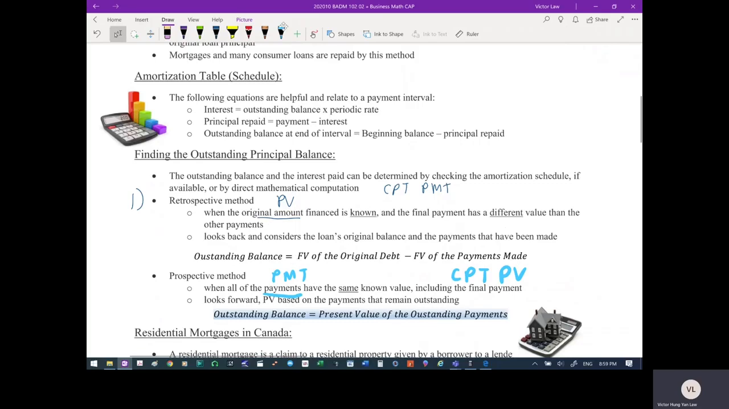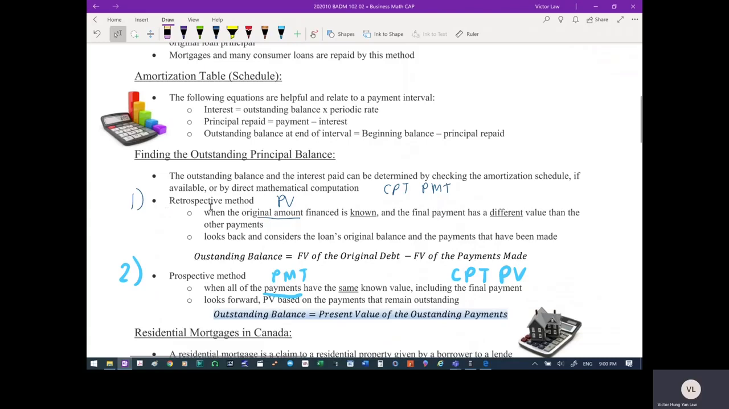And the second method is your prospective method. This is when we know that all the payments are the same, and then we compute for PV. Okay, so those are the two methods. Retrospective: we know PV, we compute for PMT. Prospective: we know PMT, we compute for PV.